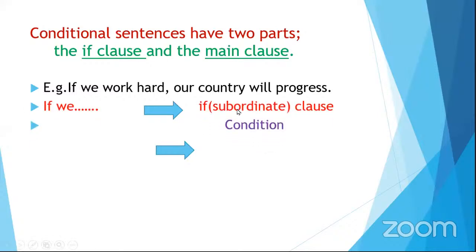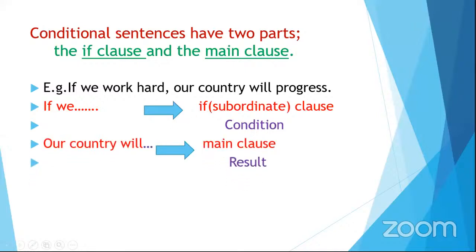Look at the first one. If we call it a conditional clause or the if clause, it's a subordinate clause. It gives you the condition, children. It gives you a condition. Let's look at the second one. Our country will. That is the main clause. So as I told you, you have two clauses. There is an if clause and a main clause. The condition is given by the if clause, and the result is given by the main clause. Okay, let's look at another example.